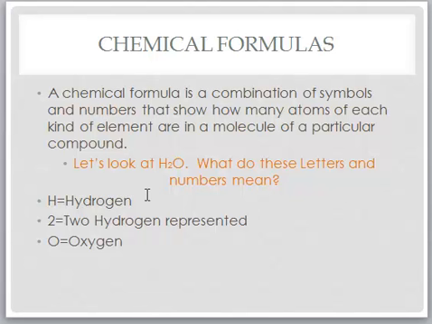The H represents hydrogen. The 2 tells us there are 2 hydrogen atoms. And the single O tells us there's only 1 oxygen atom. Even though there's not a 1 after that O, that's what that means. If there was a number after it, a 2, a 3, a 6, a 12, that would tell us there would be that certain number of the atoms per molecule. Okay? So when there's nothing, that means there's only 1.